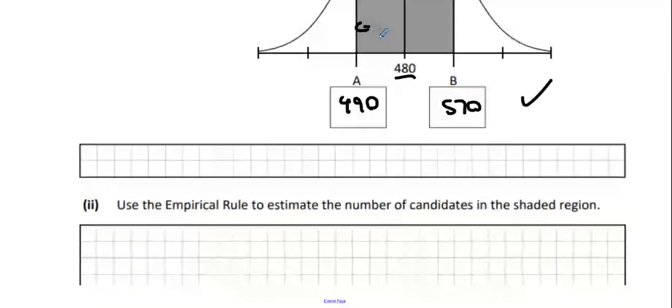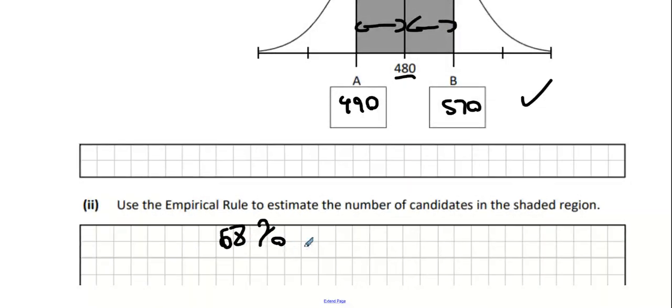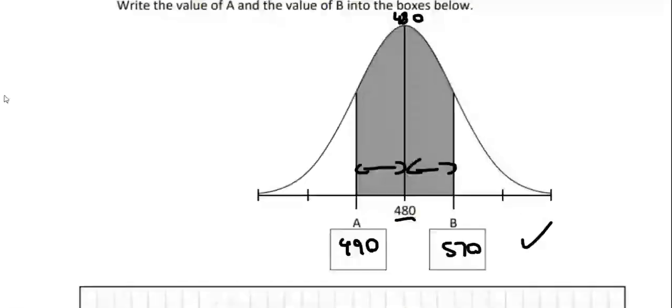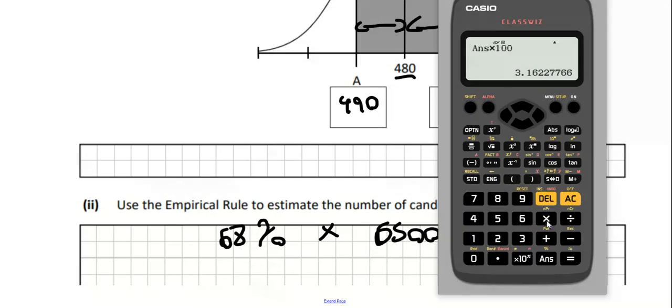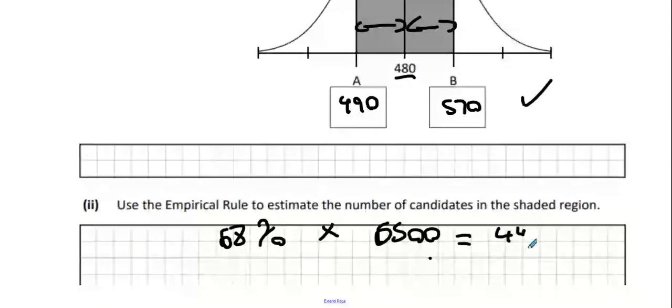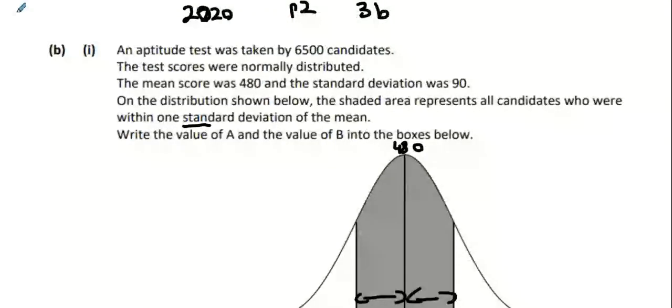Well, one standard deviation above and below has 68% of the population of candidates, and 68% multiplied by the 6,500 candidates that actually did the question will be 6,500 multiplied by 68%, 4,420 people. Okay.